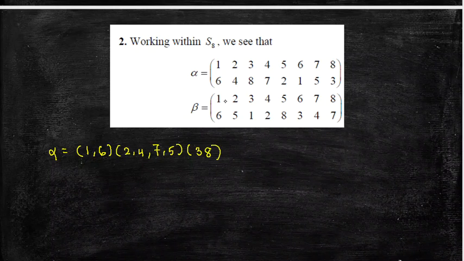We write alpha in this form, and after that for beta, 1 is mapped to 6, 6 to 3, 3 to 1. So we have 1, 6, 3, and then what about 2? 2 to 5, 5 to 8, 8 to 7, 7 to 4, 4 to 2.